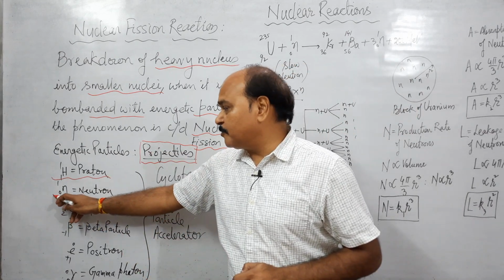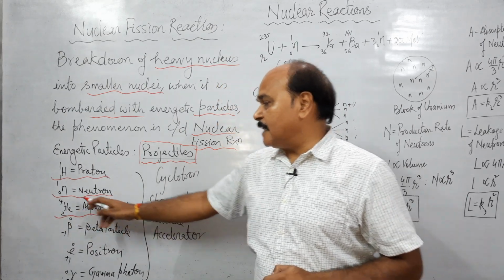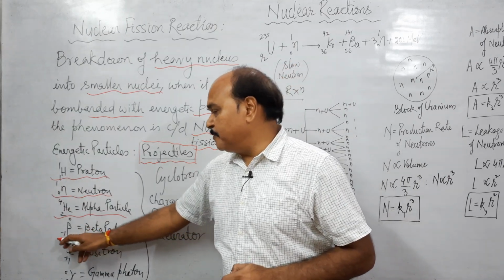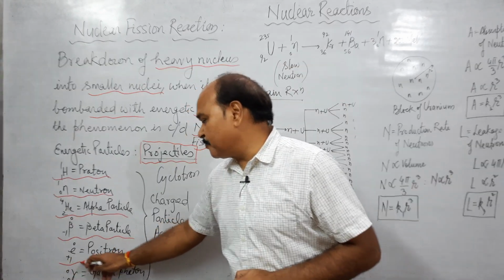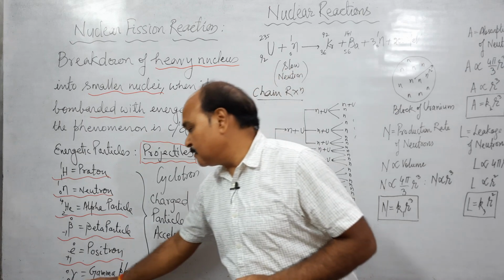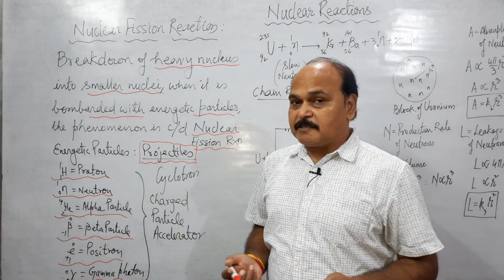Neutron is another projectile. Alpha particle can also be a projectile. It is written as He24. Beta particle is another projectile. Positron is a projectile. This is the gamma photon. It also acts like a projectile.